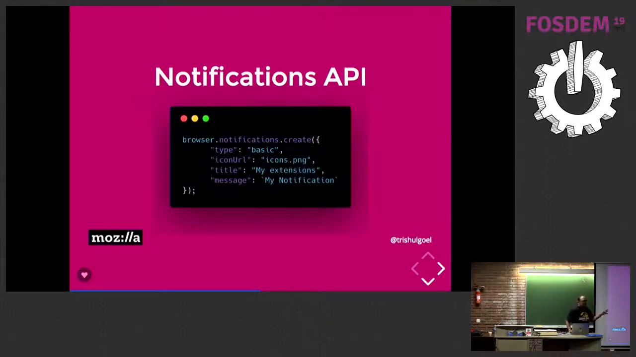Notifications API, this is my favorite because it is the most straightforward. You put some options and it throws a notification. Probably this is self-explanatory. The basic type includes a message and a title. There are also image types, where the notification will have images. So it does a simple task, browser.notifications.create. Basically, it creates a notification which has an icon, icon.png, a title, my extension, and a message, my notification.